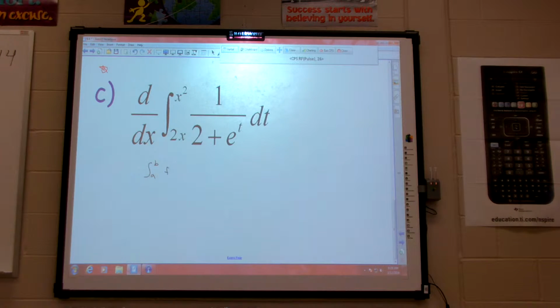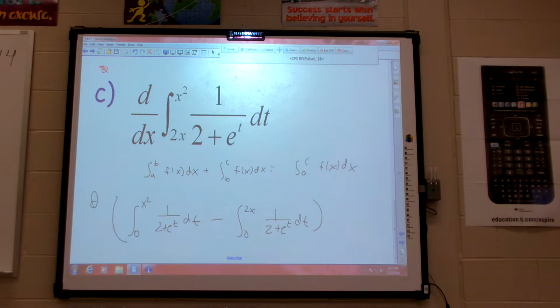Remember the property: the integral from a to b of f(x) dx plus the integral from b to c of f(x) dx is the integral from a to c of f(x) dx. Remember that one? That's what we're going to use here, kind of a subtraction version of it. I'm going to take the integral from 0, and you just pick 0 because it's a nice, neat number, to x squared, the biggest. Then I'm going to subtract out 0 to 2x. And this is all d/dx.